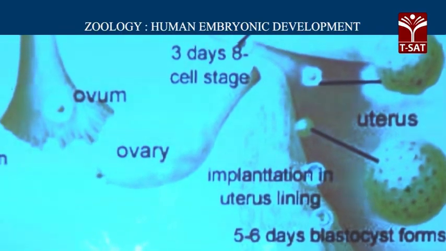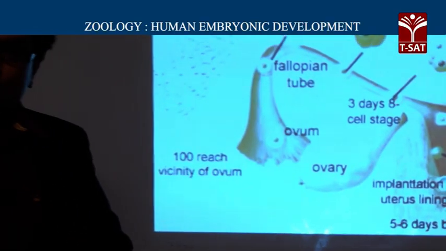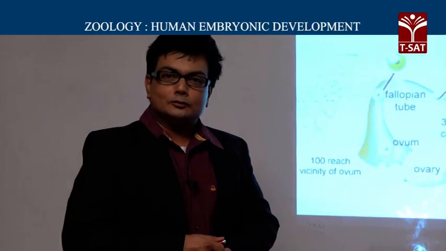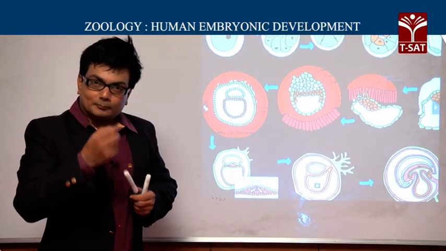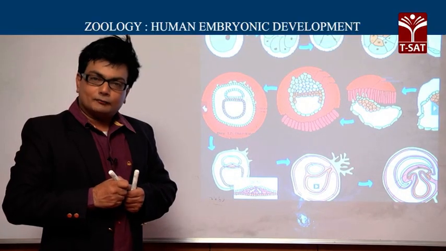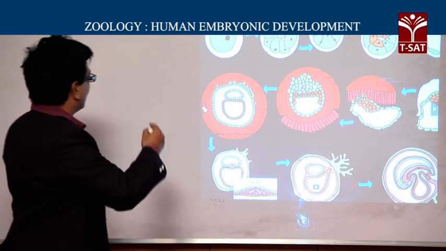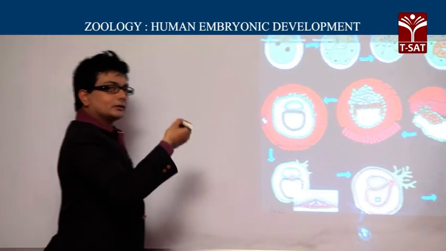What is the name of the cell which is produced after the mitosis called? The cell is called by the name blastomere. Let us see the multicellular body which is ready for implantation. The multicellular body which is ready for implantation will be having what kind of cells?